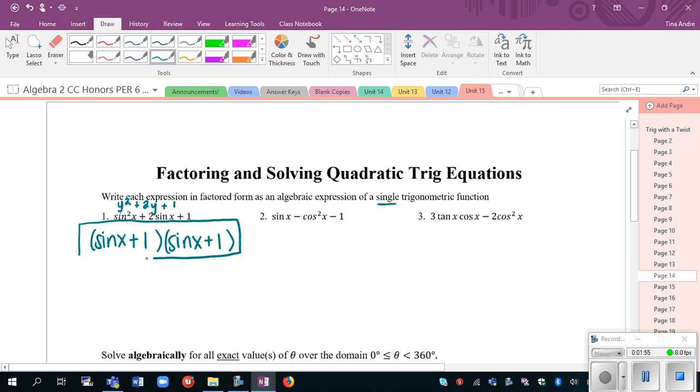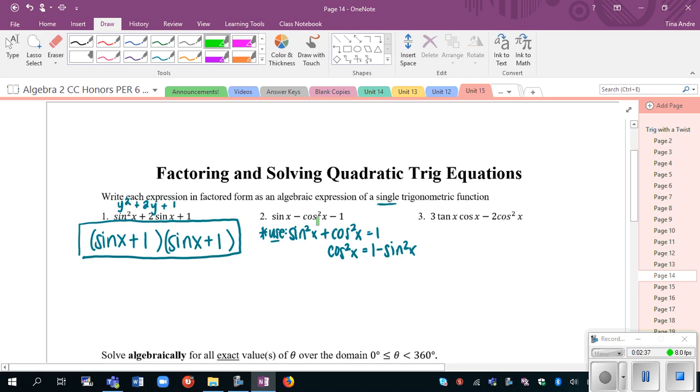If we look at the next example, like I said, we have sine and cosine squared together. We want to make this have a single trig function first before we factor. Anytime we see cosine and sine together, if one of them is squared, you want to think about your Pythagorean identity. So I'm going to use sine squared plus cosine squared equals 1. If I get cosine squared by itself, that's equal to 1 minus sine squared of x.